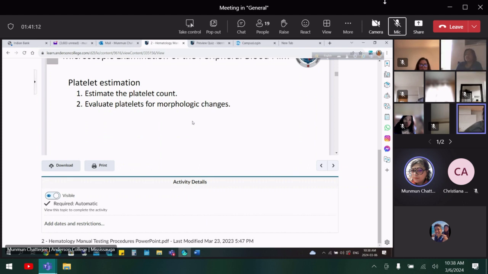Peripheral platelet. Does a platelet have a nucleus? No. They are fragments. Fragments from whom? From where do they come out? Megakaryocyte. Platelets are pinched off from the megakaryocyte in the bone marrow.